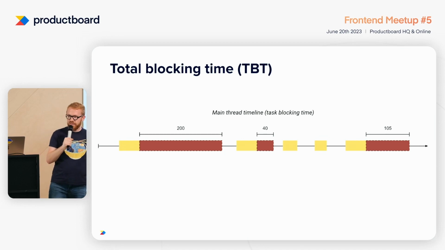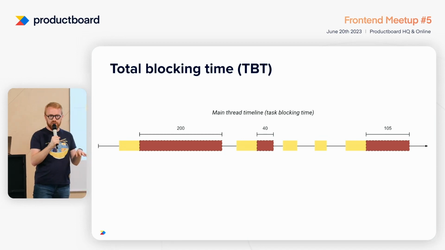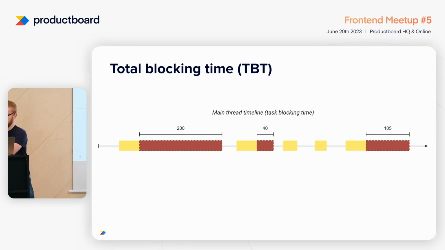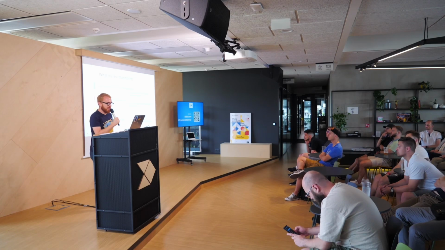And for these purposes, it's good to not focus solely on a number of long tasks, but also look on a total blocking time, which is sum of all these excessive times together in an application. So if a long task was running for 100 milliseconds, it was blocking interaction for 50 milliseconds. And if you put the sum of all these tasks together, you get the number which represents the problem, in my opinion, in a better way.